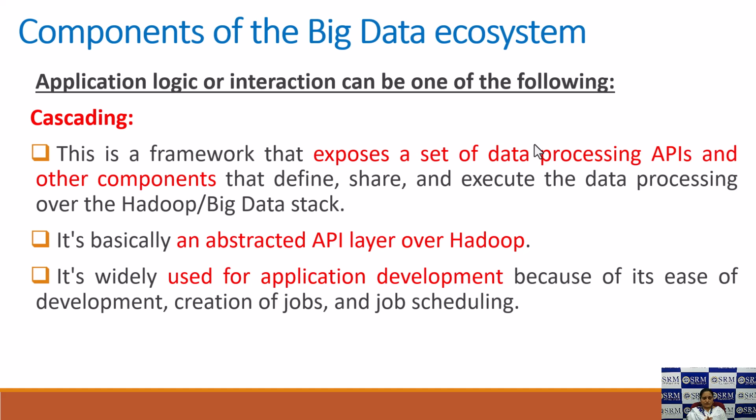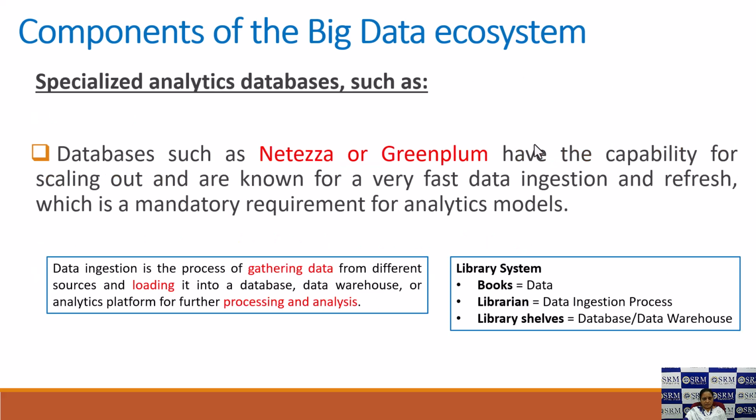It's widely used for application development, because after developing this Hadoop framework, it has to be used somewhere as an application, right? For that, we require an API, and that API and this Hadoop can be cascaded using this technique, and that's why we use Cascading logic. Then the specialized analytic databases used are, as I already told you, Greenplum and Netezza, which have a capability for scaling out and are known for very fast data ingestion.